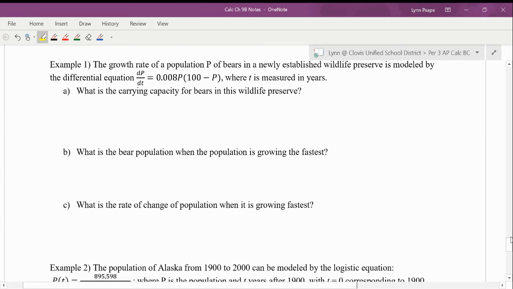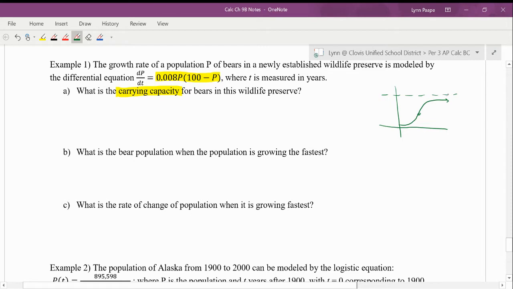Okay, so for this first one, we're saying that the growth rate of a population of bears in a newly established wildlife preserve is modeled by the differential equation right here. So dp over dt is given as this, where t is measured in years, and we want to know what is the carrying capacity. The carrying capacity means when will that logistic equation approach that horizontal asymptote. So the basic shape is that kind of S curve. It looks like that. And there's my point of inflection. So when is that carrying capacity going to occur?